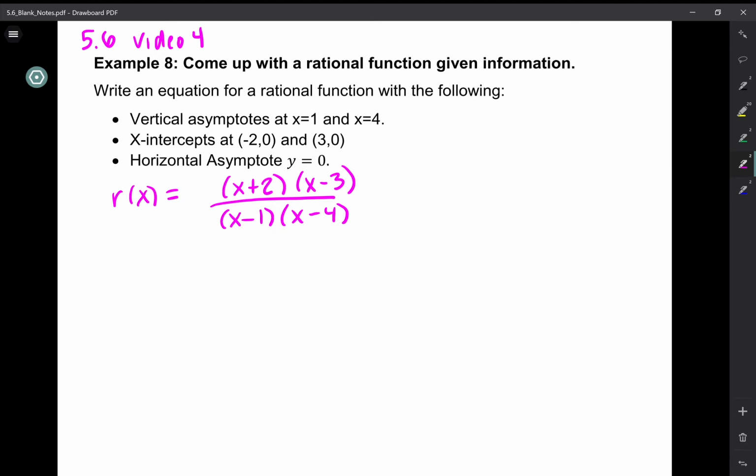Now remember, we need to remember the rules. If the degree of the top is equal to the degree of the bottom, then the ratio of the leading coefficients is the horizontal asymptote. Well, right now, the way we have it written, the top is degree 2, right? If we multiplied those guys out, it'd be a quadratic. And so is the bottom, right? They're both degree 2. But the horizontal asymptote is not the ratio of the leading coefficients because it's equal to 0. That horizontal asymptote comes up when the degree of the denominator is greater than the degree of the numerator. So to fix that, we need to raise the denominator degree.